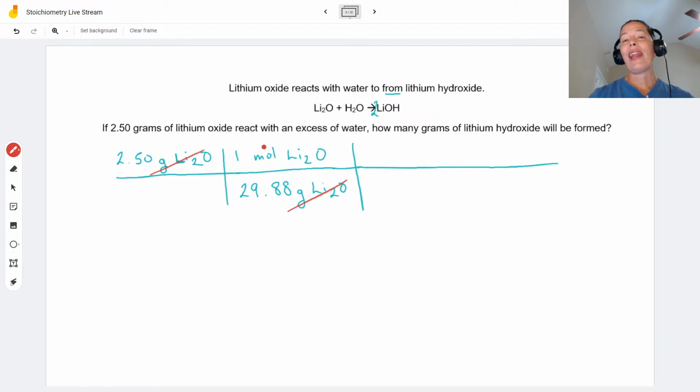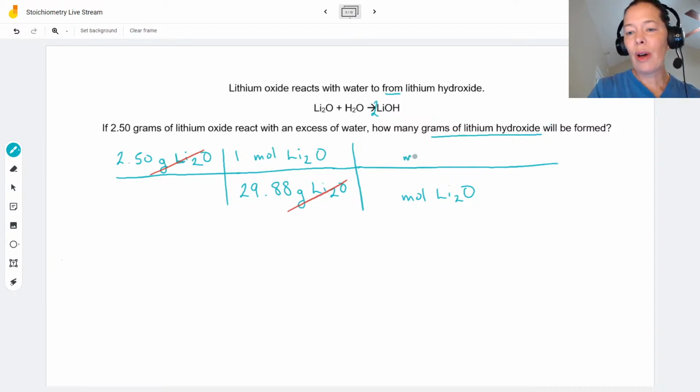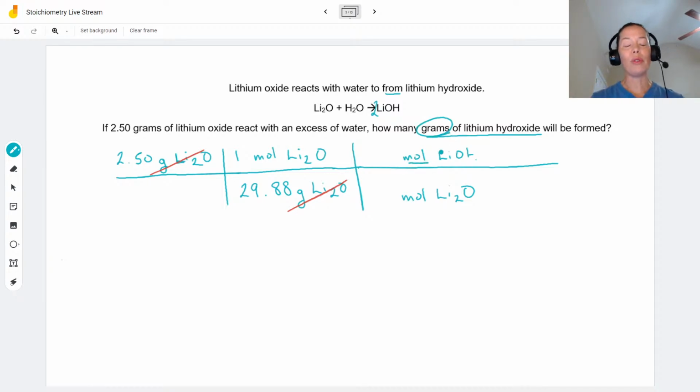The great thing is, now that I am in moles, I can use my mole ratio, I can use my balanced chemical equation. So I know that I want my moles of lithium oxide to cancel. The problem asked me to predict grams of lithium hydroxide, so I am going to be going to lithium hydroxide. Notice here, even though it asked me for grams, I'm only in moles here. This is a mole ratio. We will have to convert that moles to grams in a later step.